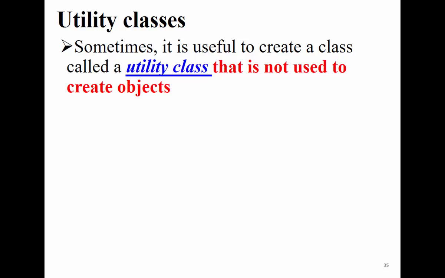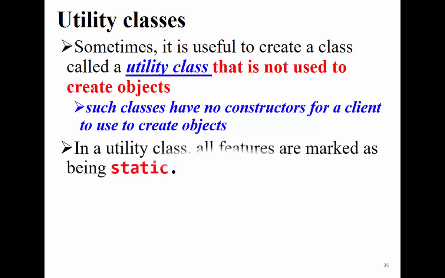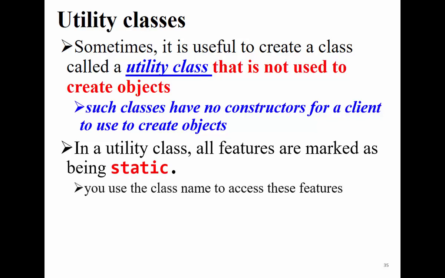So a utility class is not used to create an object. So always keep that in your mind. Whenever we need to use a utility class, we are creating a class that we cannot create an object from. Now, such a class has no constructor for the client to create an object. So there is no constructor inside these classes. All the features inside the utility class are static. And I believe all of you understand what we mean by static fields. When all the fields are static, that means most of the time all the methods are static.